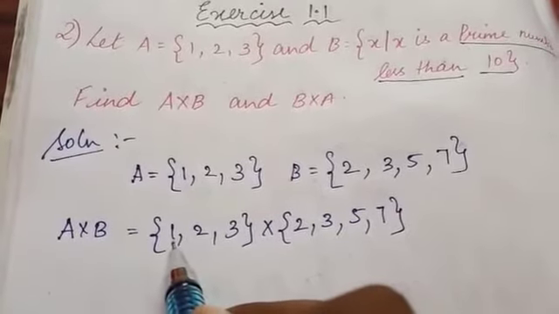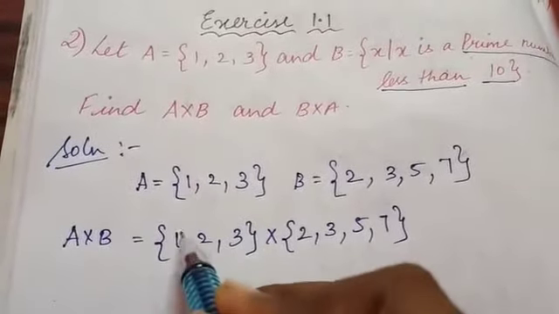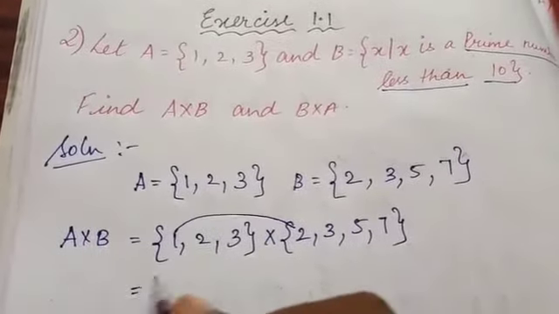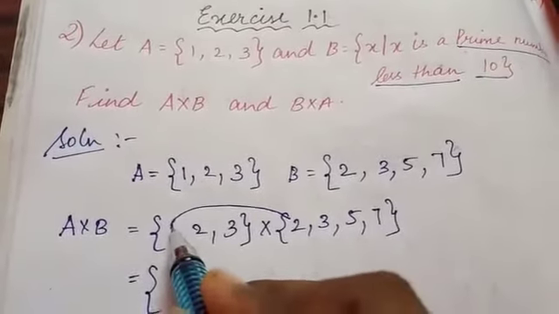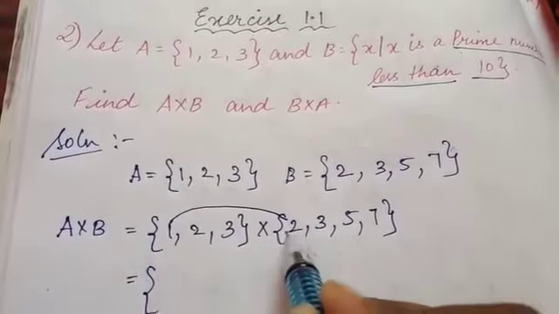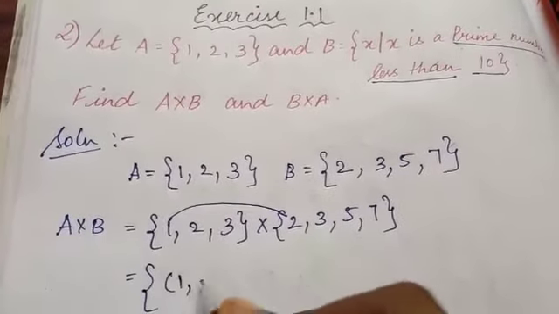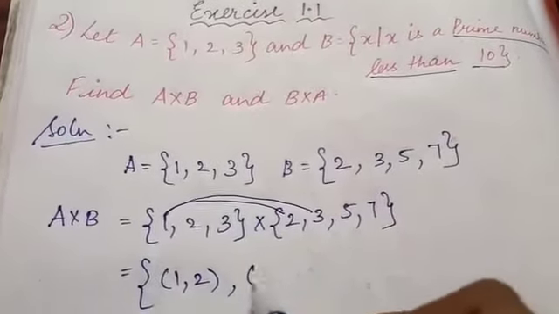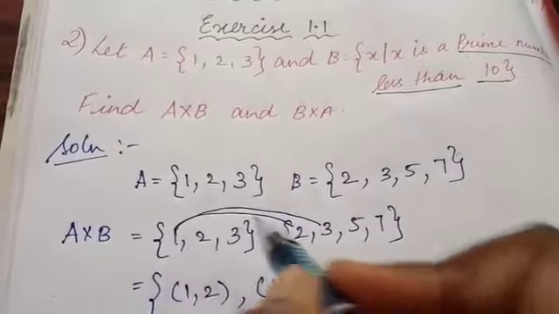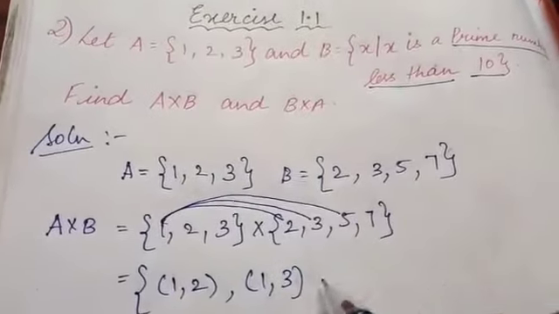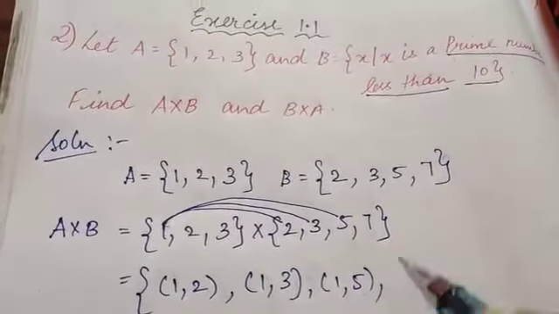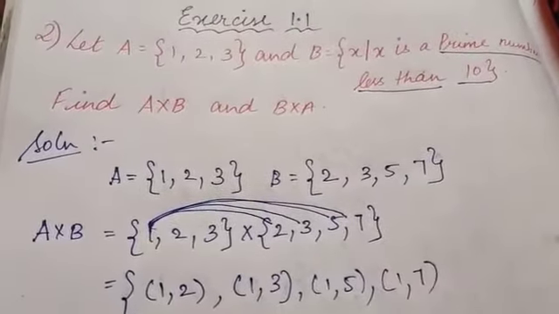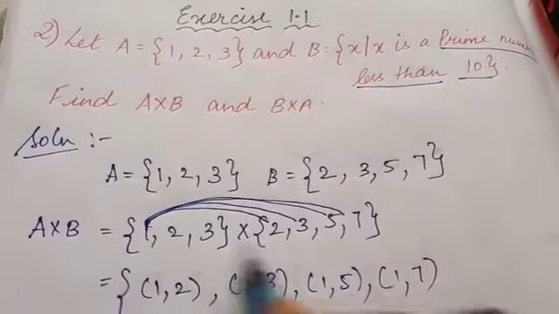The first element here is 1, so I'm going to pair this 1 with every element of B. Set of all: 1 with 2, so (1, 2). Next, 1 with 3, (1, 3), and (1, 5) and (1, 7). So I have completed with 1, right?